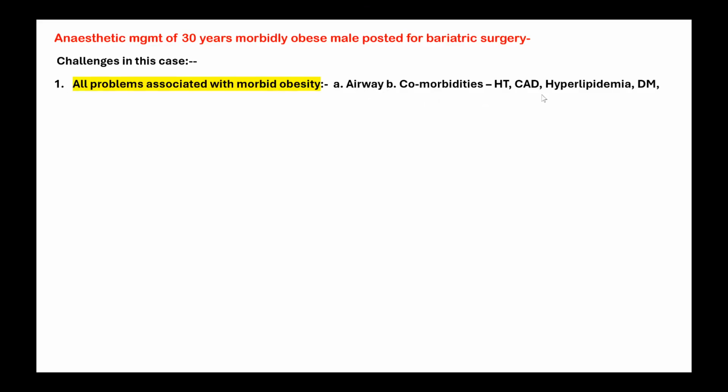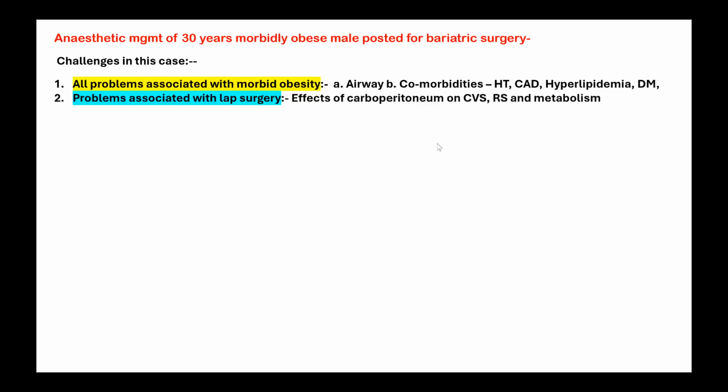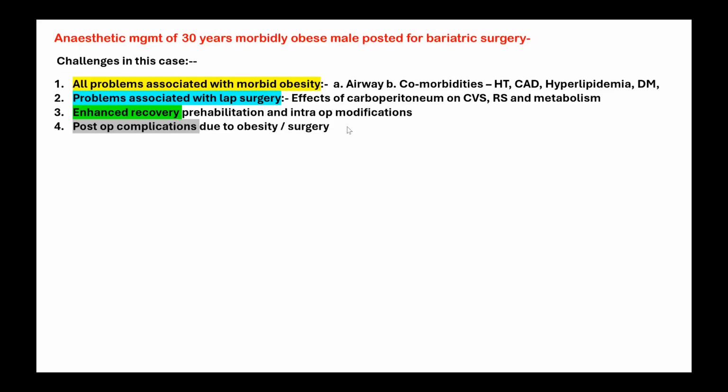So all problems associated with morbid obesity, like airway, which includes difficult intubation as well as OSA, and comorbidities like hypertension, CAD, and reflux. Then problems associated with lap surgery, like the effect of carboperitoneum on CVS, RS, and metabolism. And sometimes nowadays they plan for enhanced recovery after bariatric surgery also, so rehabilitation and intra-op modifications have to be taken care of.